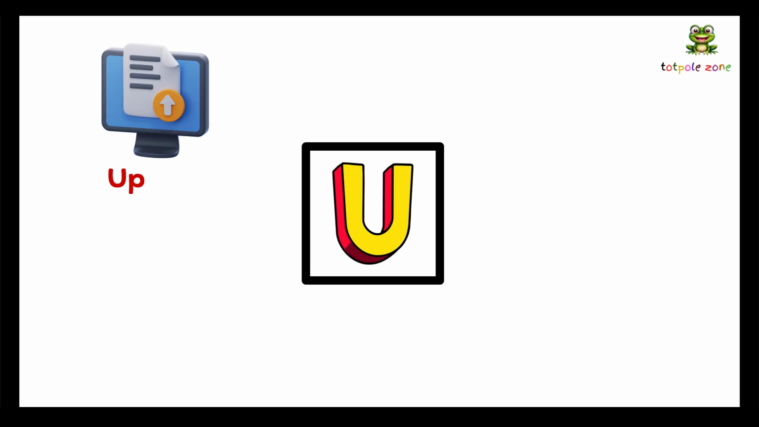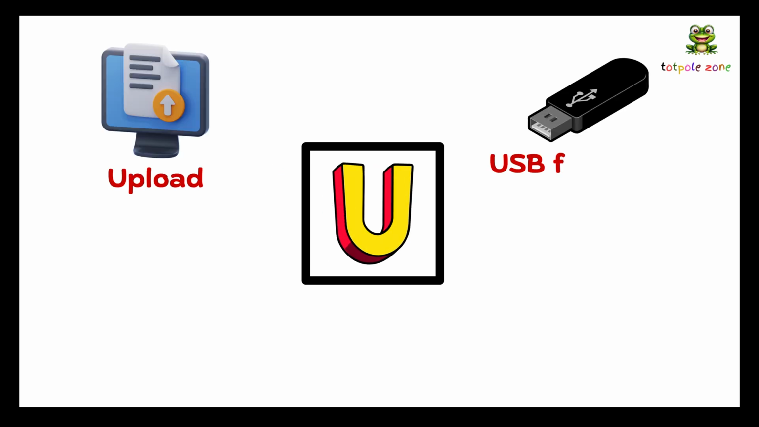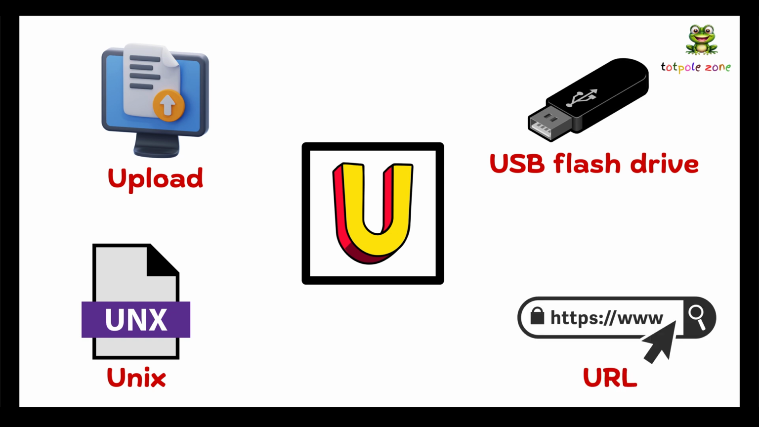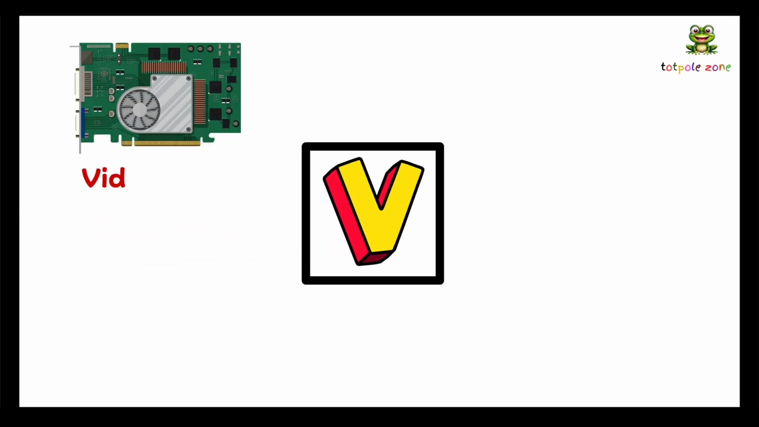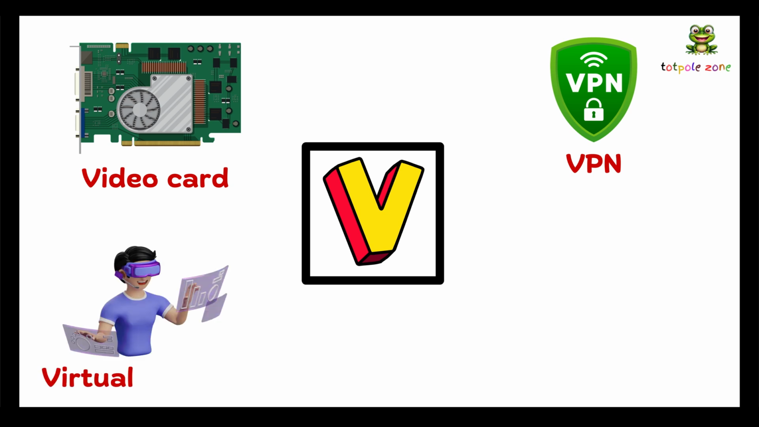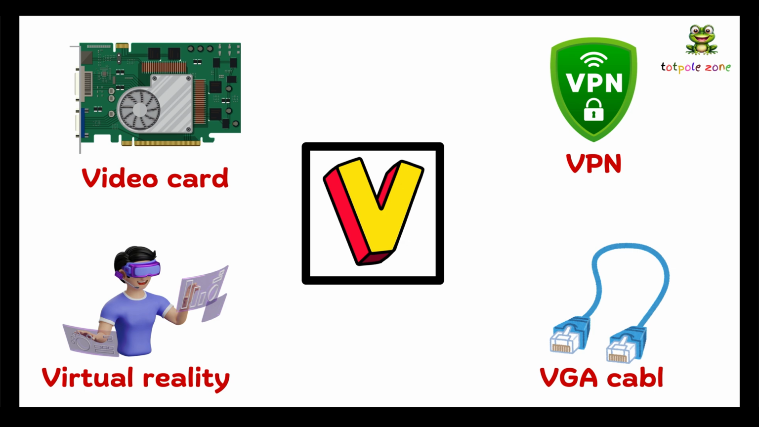U for upload. U for USB flash drive. U for Unix. U for URL. V for video card. V for VPN. V for virtual reality. V for VGA cable.